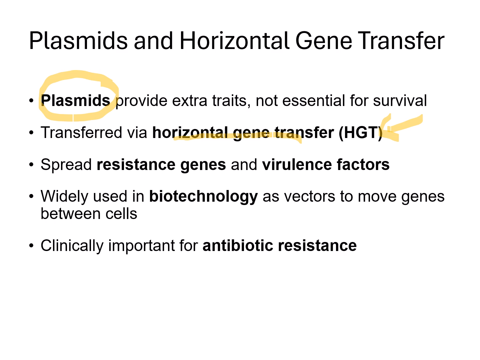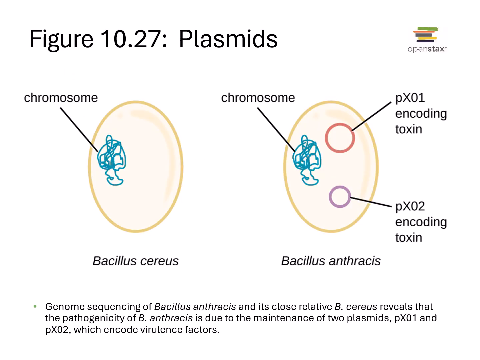Plasmids are also widely used in biotech. We use them as vectors to move genes between cells. And for example, Bacillus anthracis, I'll show you in the next slide, its virulence depends on two different plasmids. So these two species of Bacillus, Bacillus cereus and Bacillus anthracis, are very similar, not identical, but both potentially pathogenic. Bacillus anthracis, which causes anthrax, is much more harmful because it has these two additional plasmids that both encode toxins.